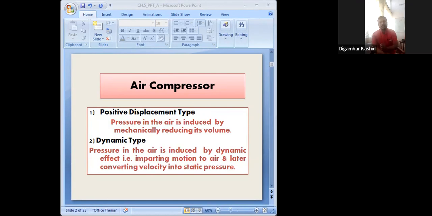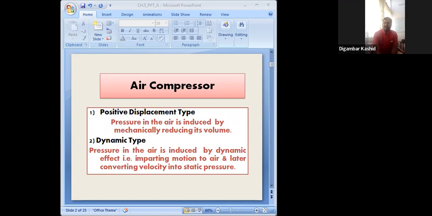How will that pressure increment happen? By reducing the volume in an enclosed cylinder or in an enclosed chamber. If that principle is applied, then it is called a positive displacement type compressor. Pressure in the air is increased or induced by mechanically reducing its volume. Getting it? It is called a positive displacement type air compressor.